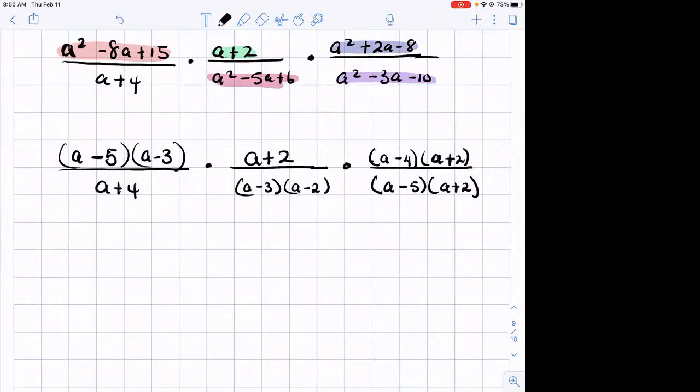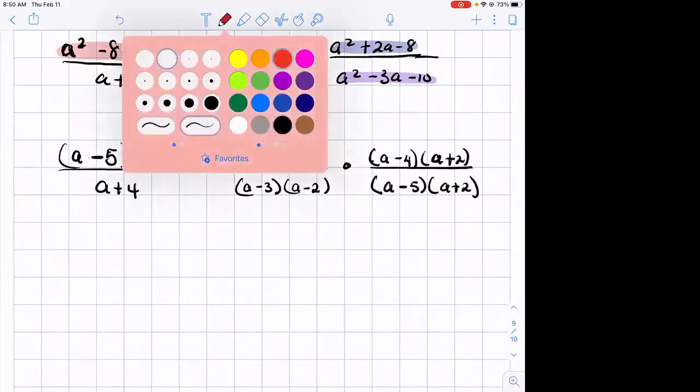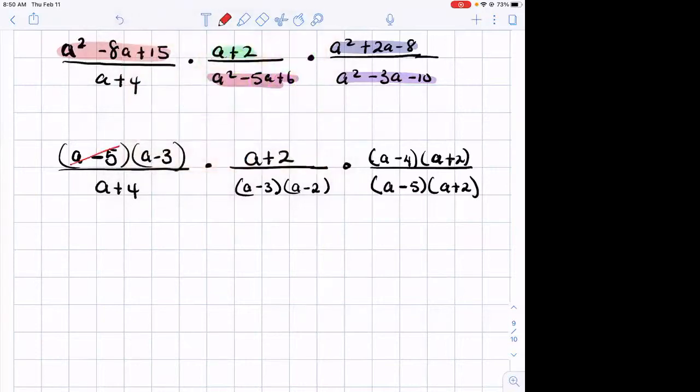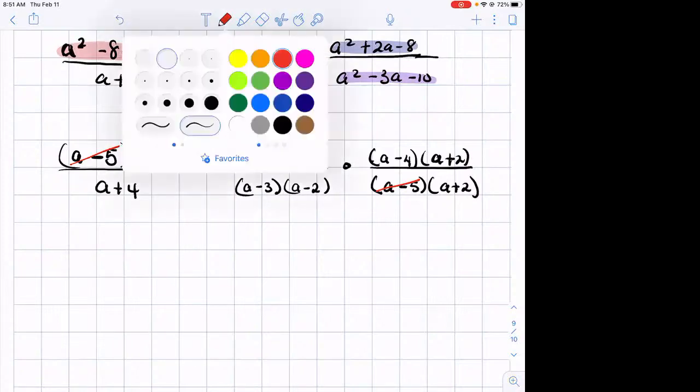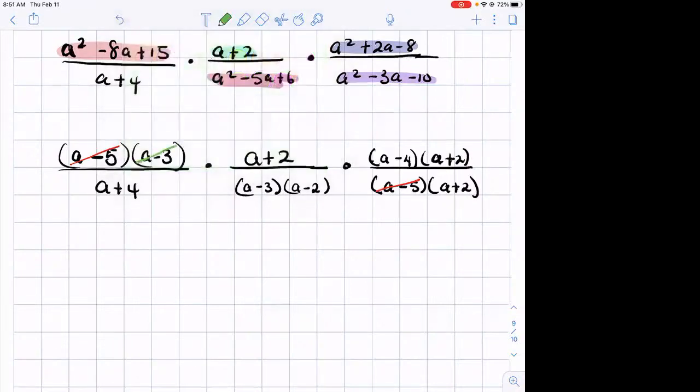So now we reduce. Notice here we have an a minus 5 in the top, and we have an a minus 5 all the way here in the bottom. It doesn't matter how far it is once you simplify a top with a bottom. We also have an a minus 3 and an a minus 3 here.